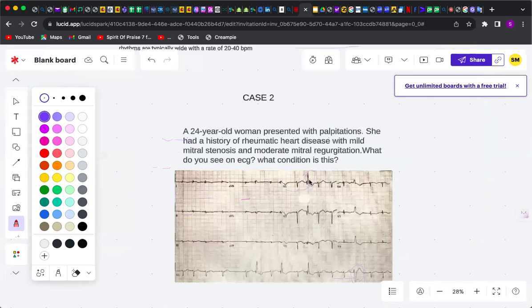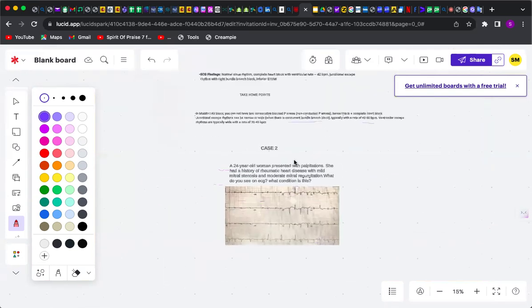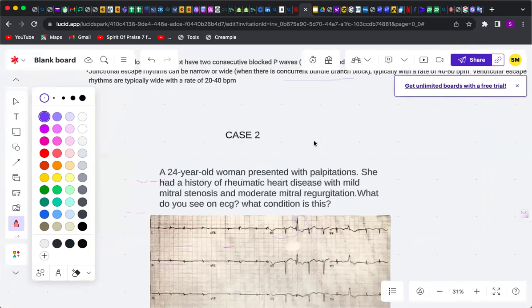And then you know how to go about this condition by just doing rate control, or, if not, just hit it with a cardioversion, and then you're good to go. Okay, so that was that for the cases.